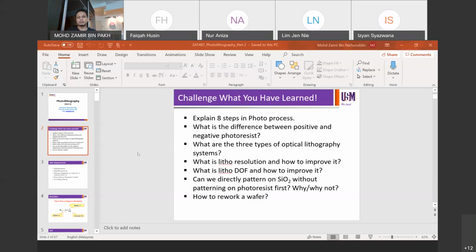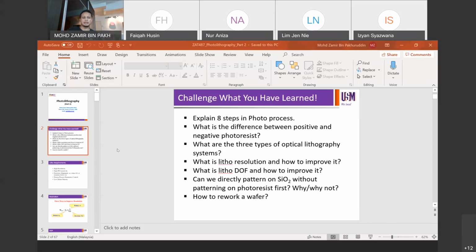What is litho resolution? How do you define resolution? Izian, how do you define resolution? Anyone? Right, the smallest feature that can be printed is called resolution. Okay, we have an equation, right, R = k lambda over NA. Process factor times wavelength over numerical aperture. Yes, use the equation, exactly.